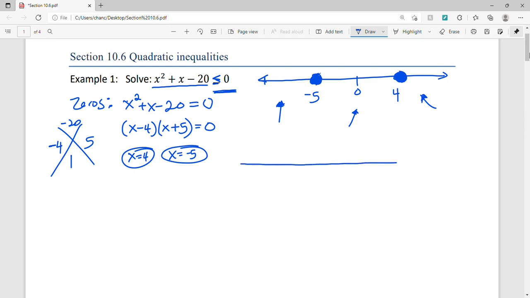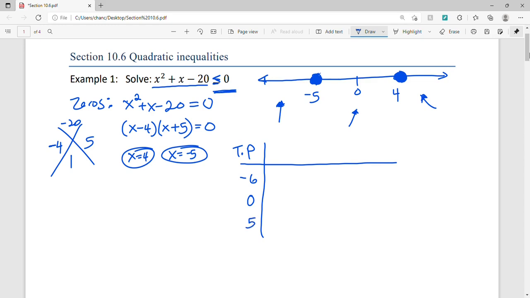So we're just going to make a little table to help us pick a test point. And you can pick any test point that you want. So I'm going to pick anything to the left of negative 5, so we'll pick negative 6. Next, we'll pick anything between negative 5 and 4. I'm going to pick 0. That's an easy number to use. What's on the right side of 4? I will pick whatever I want. I'm going to pick a 5.